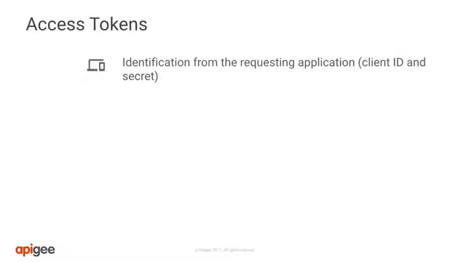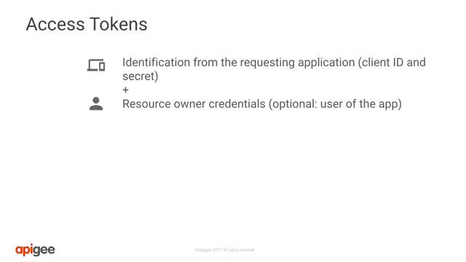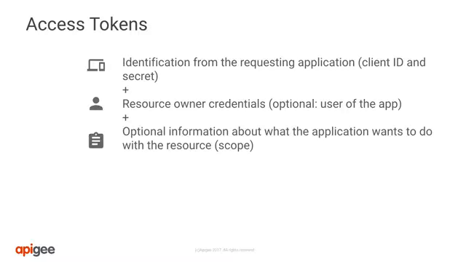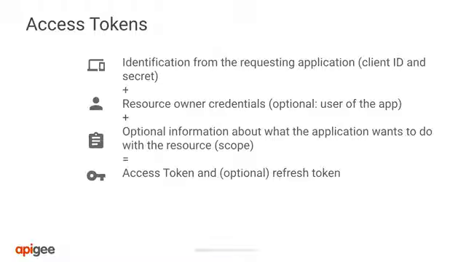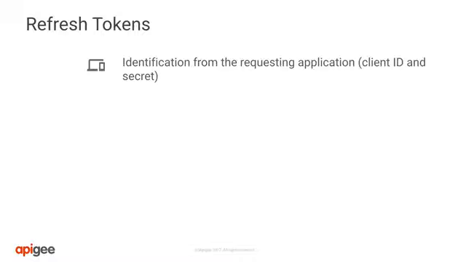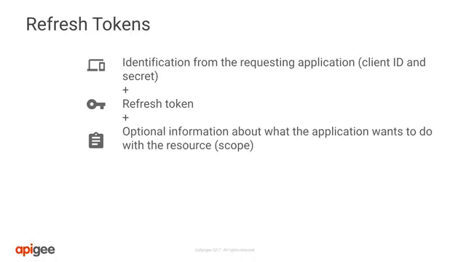The way an application obtains an access token is for it to send its client ID and secret to the authorization server. It can optionally include the resource owner's credentials, and it may also include the scope of the access token. Once all of the necessary parameters are included in the request, then the authorization server returns an access token along with the refresh token, depending on the grant type. A request to refresh an access token follows a similar pattern. The client should provide the client ID and secret, the refresh token, and the token scopes. Then an access token will be returned to the client.